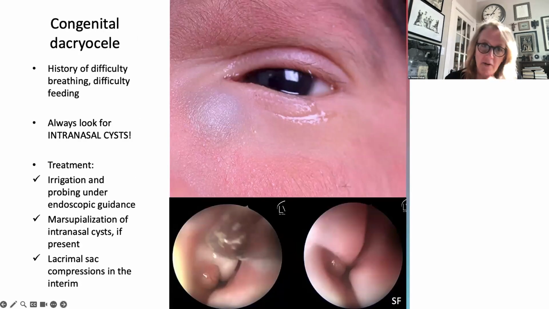So we're back to a little more discussion on congenital dacryoceles or dacryocystocele, same thing. You want to ask parents if their children are having any difficulty breathing or feeding, because you can get intranasal cysts that can be related to these obstructions. And the bottom slides are showing pictures, endoscopic view of some cysts. So the treatment is irrigation and probing with endoscopic guidance, opening of the cysts, and lacrimal sac compressions in the interim.